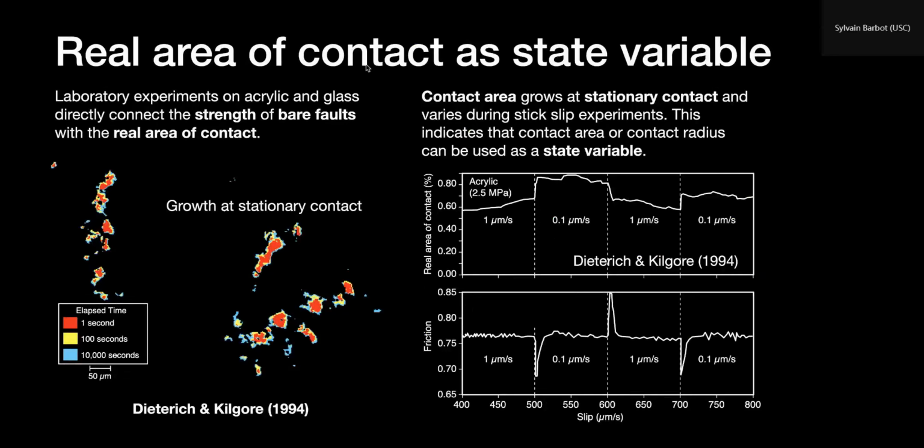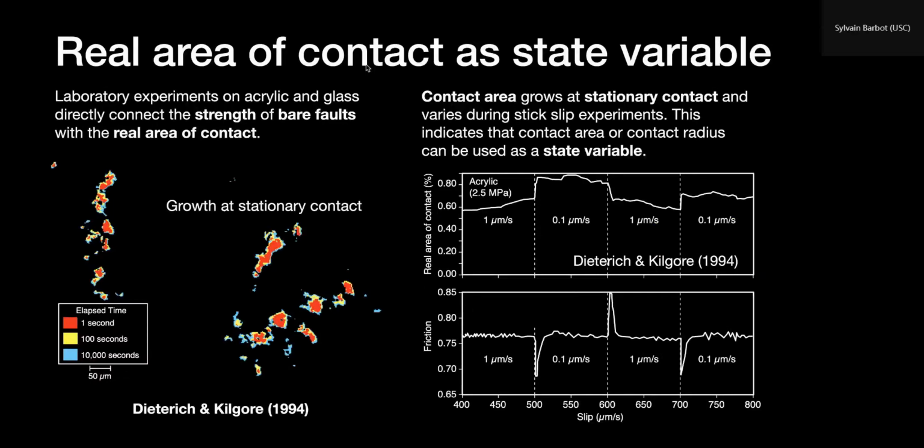Another name for this is flattening, because of course they grow by collapsing, and so it increases the area of contact. This image shows you the spatial distribution of these contact junctions at 1 second, 100 seconds, 10,000 seconds. So you can see that there is logarithmic expansion of the size of these asperities. So these experiments show that the area of contact is likely to be a state variable for the system.